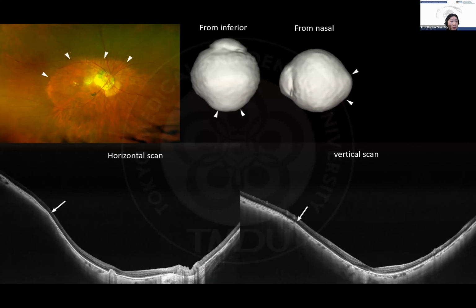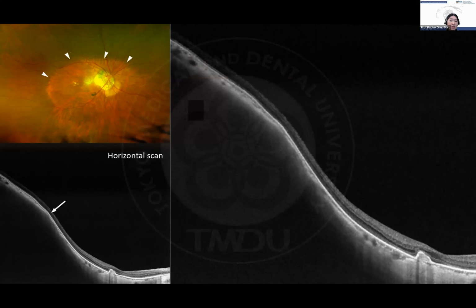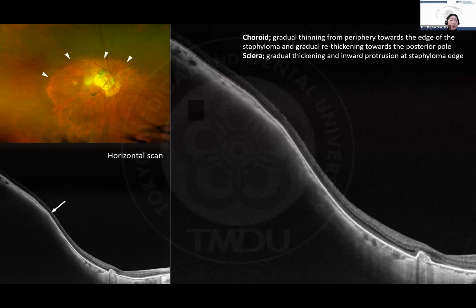I show some representative cases with staphyloma. In the Optos image, the upper edge of the staphyloma is seen. And 3D MRI images viewed from the inferior and from the nasal side show a wide macular staphyloma. In B-scan of wide field OCT, the staphylomatous region shows a posterior displacement of the sclera. The staphyloma edge shows consistent features, with gradual thinning of the choroid from the periphery toward the staphyloma edge and a gradual re-thickening toward the posterior pole.